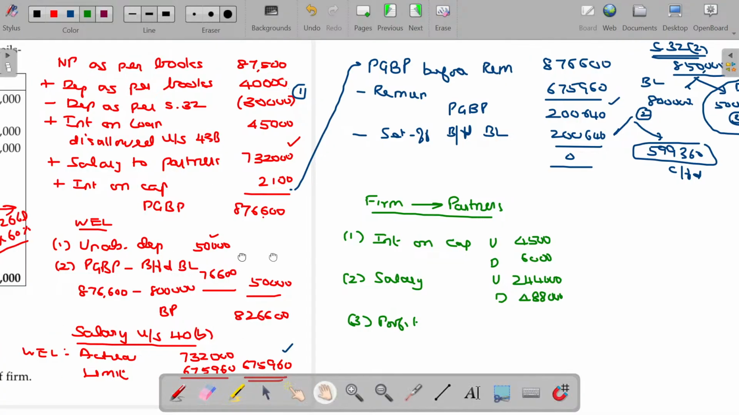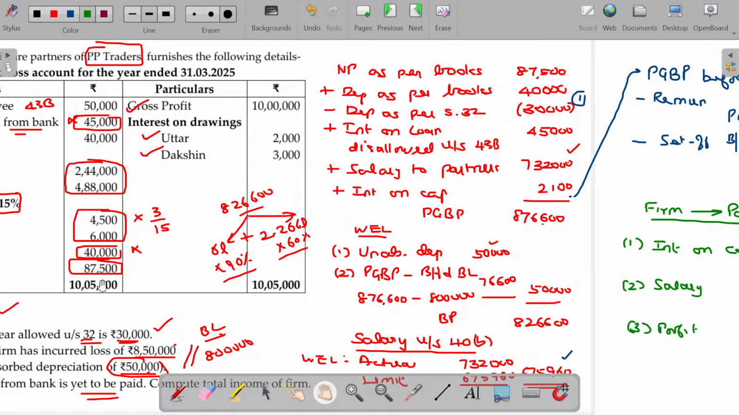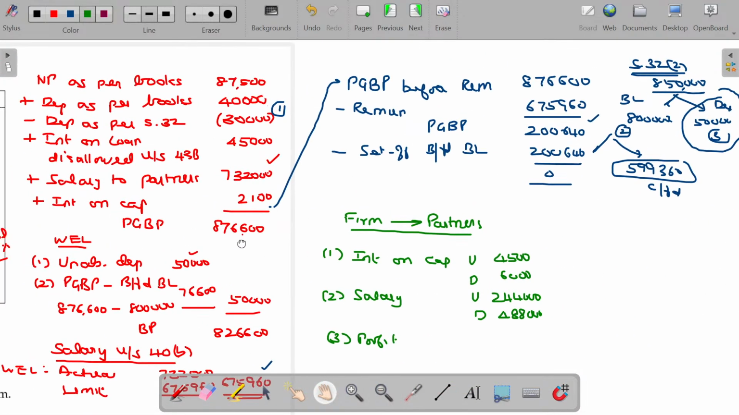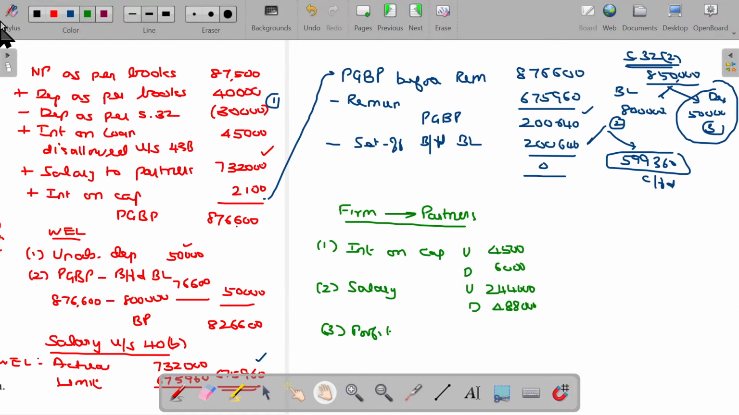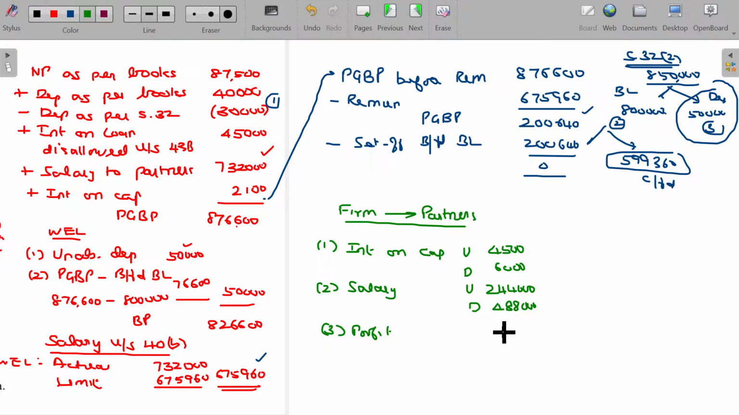What's the profit share? 87,500. That's whatever the ultimate profit, shared between these two, Uttar and Dakshin, or balance profit. Whatever the balance profit may be. How can I calculate this one, sir? Very simple. Total the payable to the partners and then you can calculate.